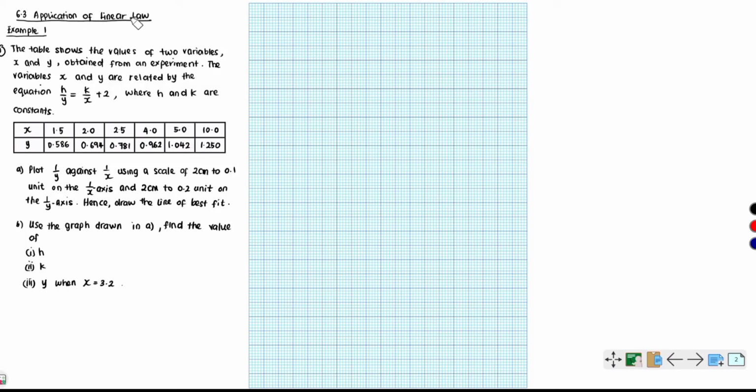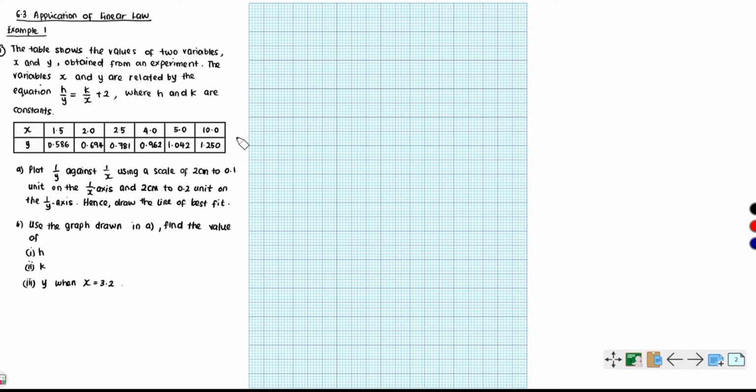6.3 Application of linear law. The table shows the values of two variables x and y obtained from an experiment. The variables x and y are related by the equation h over y equal k over x plus 2, where h and k are constants.